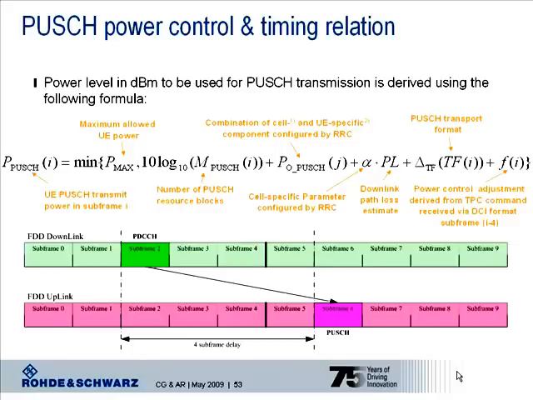After 4 milliseconds, the UE starts transmission on a physical uplink shared channel on the assigned resource blocks with the calculated power level. In TD-LTE, the timing relation is impacted by the used uplink-downlink configuration, and there is at least a 4 millisecond subframe interval between receiving the physical downlink control channel and starting transmission on the physical uplink shared channel in the uplink subframe.